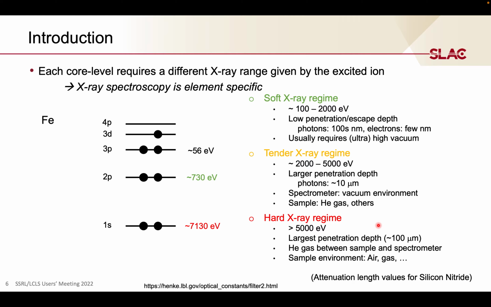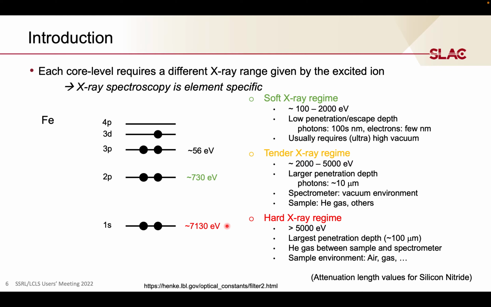And what is quite nice about X-ray spectroscopy, at least when core levels are involved, is that each core level requires a different X-ray energy, which is given by the excited ion, meaning that X-ray spectroscopy is element specific. And you see that here very clearly, again, in the case of iron, the 1s binding energy is around 7,130 eV, the 2p binding energy is around 730, and the 3p is like 56. So these are vastly different, like a factor of 10 between 1s and 2p. And they're different not just for iron itself, but also for cobalt, for manganese. There are no two that are exactly the same.